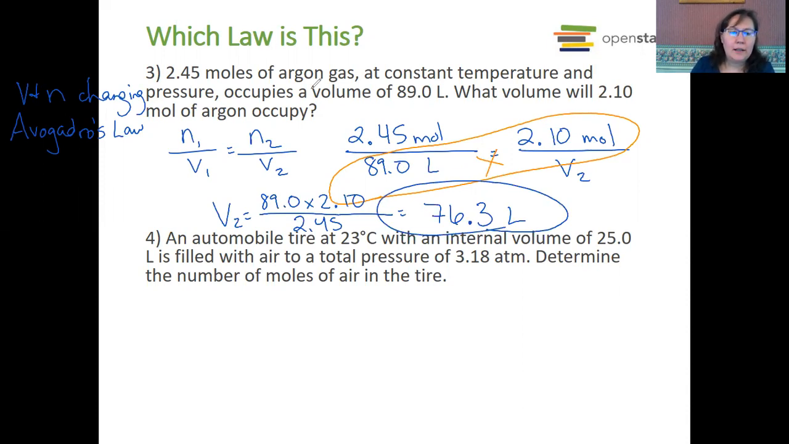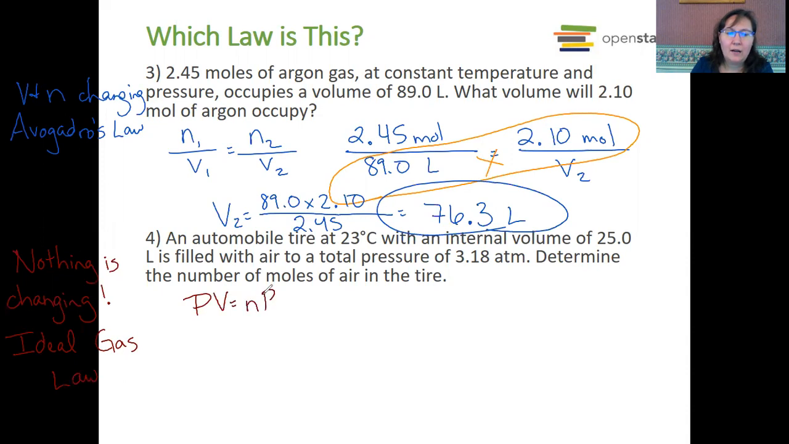All right, now let's take another look here. An automobile tire at 23 degrees C with an internal volume of 25 liters is filled with air to a total pressure of 3.18. Determine the number of moles of air in the tire. Now the thing to notice here is that nothing is changing. Nothing is changing means that we have a static situation, and that's the ideal gas law.